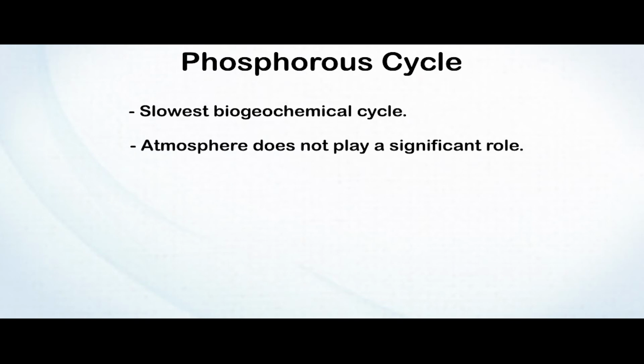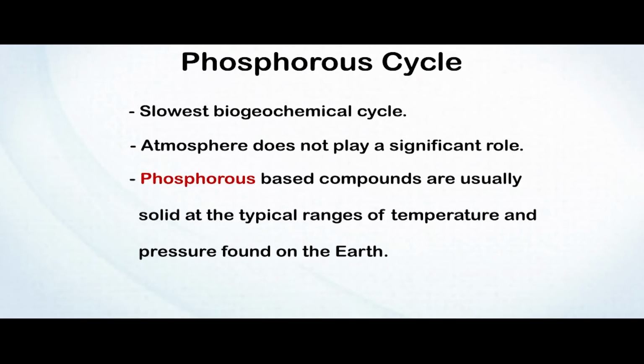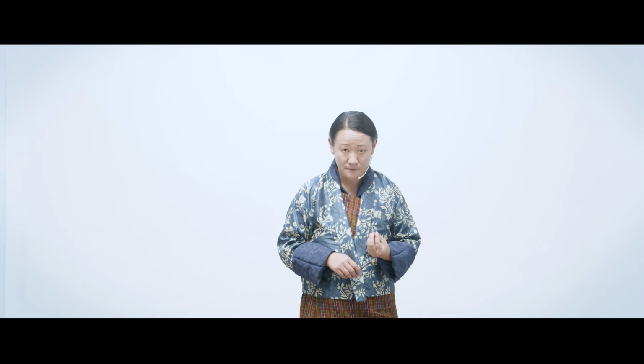Phosphorus cycle is the slowest biogeochemical cycle. Atmosphere here does not play a significant role. Phosphorus-based compounds are usually solid at the typical ranges of temperature and pressure found on the Earth. Phosphorus cannot be found in the air as a gas. It only occurs under highly reducing conditions as the gas phosphine.